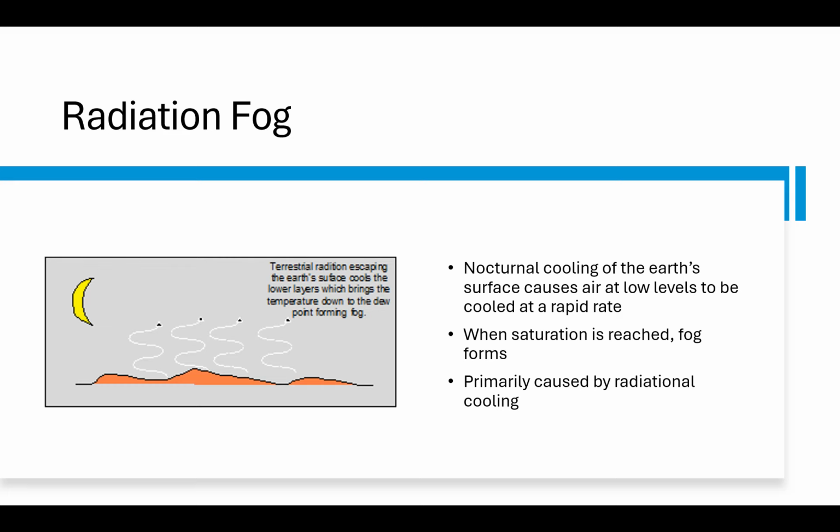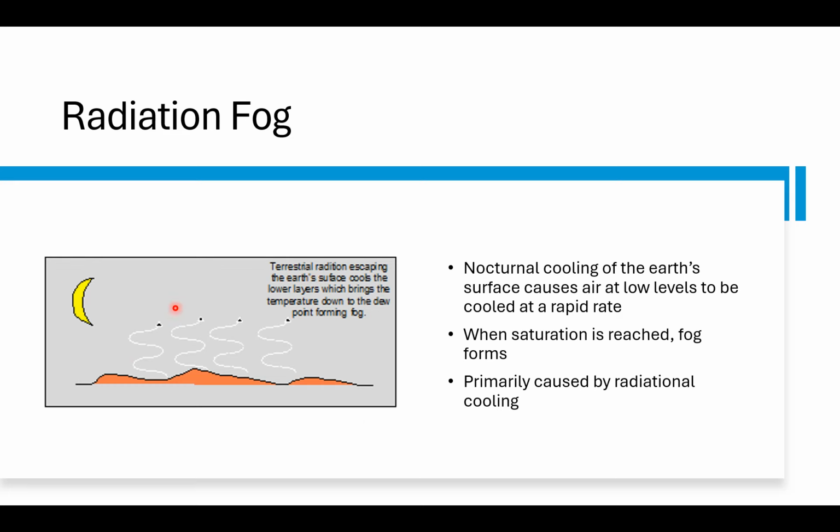Now, with radiation fog, nighttime or nocturnal cooling of the Earth's surface is going to cause the air at the lowest levels to be cooled at a fairly rapid rate. When saturation is reached, where that temperature cools to the dew point, fog is going to form, and it's primarily caused by radiational cooling. When we talk about radiation fog, think radiational cooling. That's that long wave cooling, the long wave radiation from the Earth and that cooling of the Earth's surface overnight.